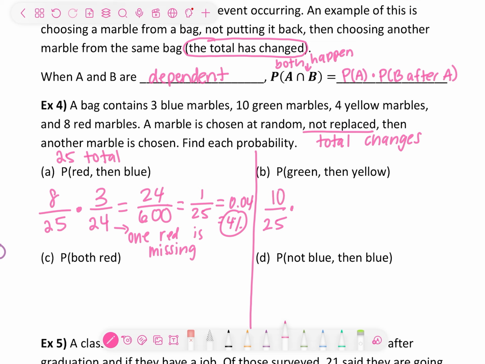Times the probability of then getting a yellow, where now there's only 24 marbles because one of the greens is missing. And then there's 4 yellow marbles still in there. Let's go ahead and simplify these to make it easier. So 10 over 25 is equal to 2 over 5, times 4 over 24, which is 1 over 6. So that's equal to 2 times 1, which is 2, over 5 times 6, which is 30, which is equal to 1 over 15. So let me do that as a decimal. 1 divided by 15 is 0.0667, or as a percent is 6.67% likelihood.